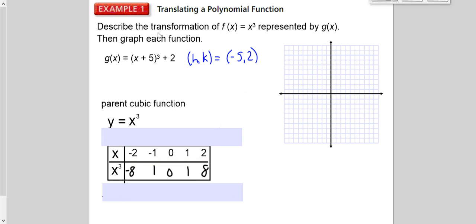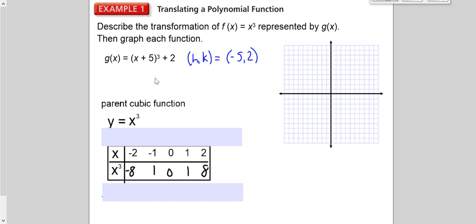Example 1. Describe the transformation of f of x equals x cubed, represented by g of x. Then graph each function. All right, g of x is the quantity x plus 5 cubed plus 2. So still think about our h, k as, it's not our vertex point, but it's still our starting point. Instead of (0, 0), it has shifted to the left 5 and 2 up. So the new h, k is (negative 5, 2).